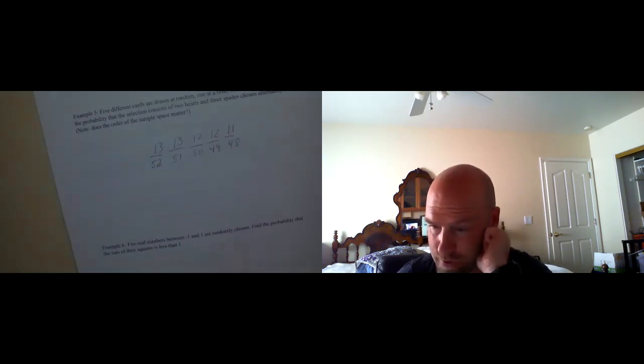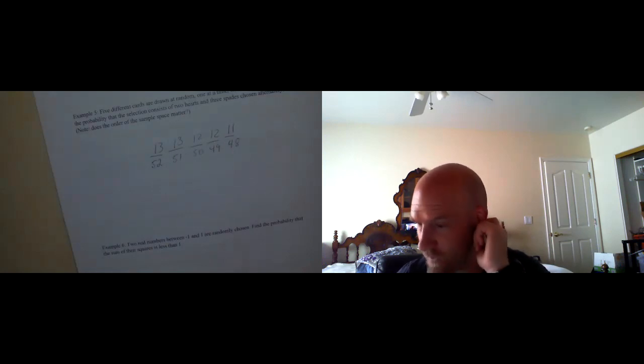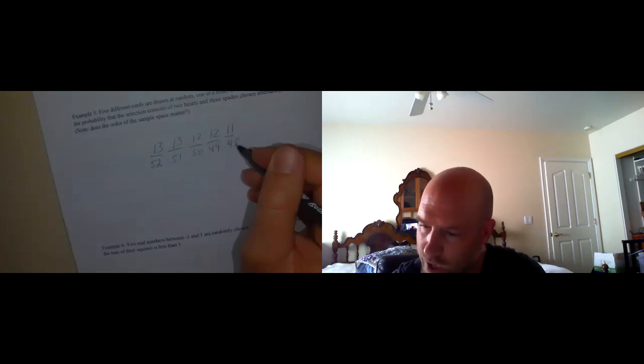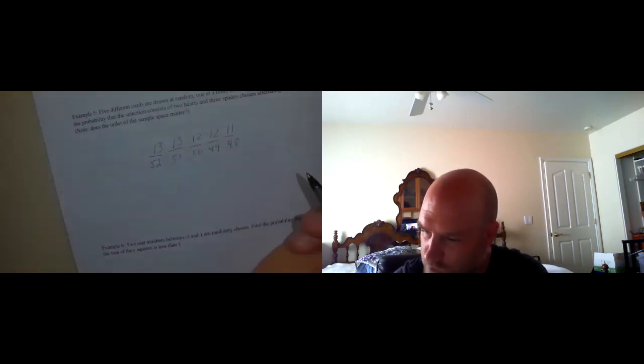So there it is. A lot of these things reduce if we actually wanted to put it all together. For example, the 12 and 48 is 1/4, the 13 and 52 is 1/4.